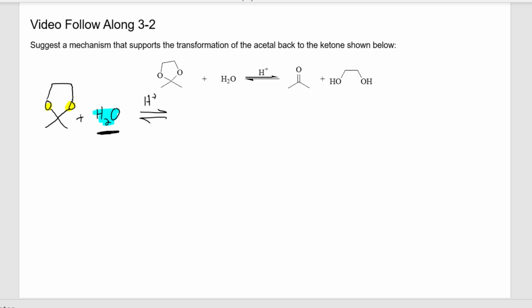Now, the electrophile and nucleophile are both weak. They're just partially negative, partially positive, nothing particularly reactive. So we need an acid catalyst to get things going. We're going to again be working under H2SO4, HCl, whichever one you choose. And we're going to activate the electrophile, just like we did with forming the acetal.